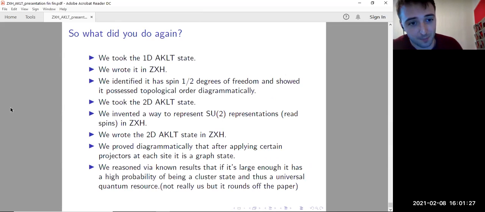So what did we do again? There was a lot here. We took a 1D AKLT state. We wrote it in ZXH. We identified spin half degrees of freedom on its ends, and we showed it possessed topological order entirely diagrammatically. We took the 2D AKLT state. We invented a way to represent SU(2) representations, read spins there if you like, in ZXH. And then we wrote the 2D AKLT state in ZXH. Then we proved diagrammatically again that if we're applying certain projectors at each site, you would get a graph state. And then we reasoned by a known result that this with high probability will give us a cluster state.